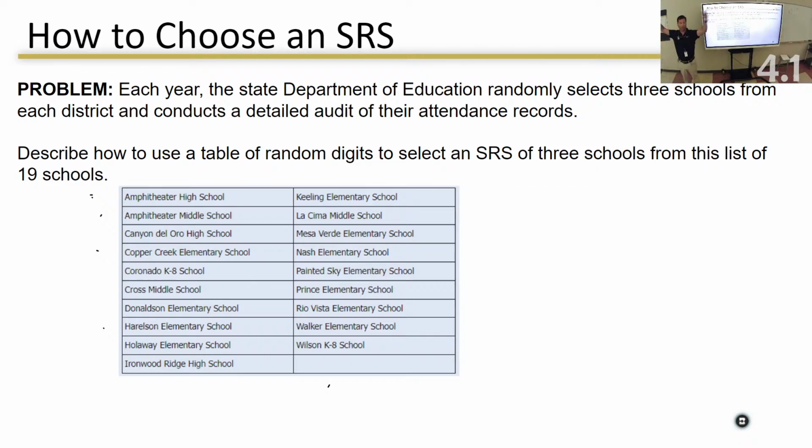It's just a table full of random digits. So you start somewhere. Who cares where you start? I'm going to start at line 19. I'm going to start on the last side of line 38. Whatever, I'm going to start somewhere.